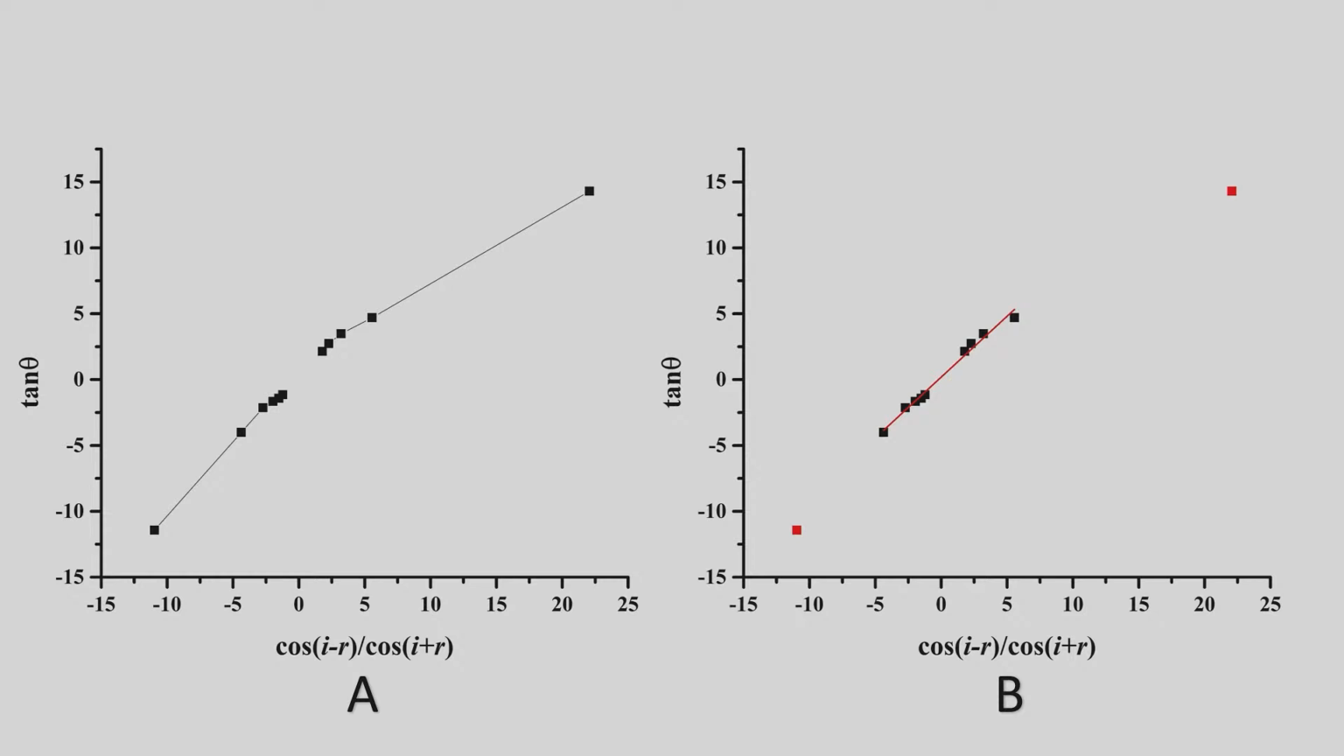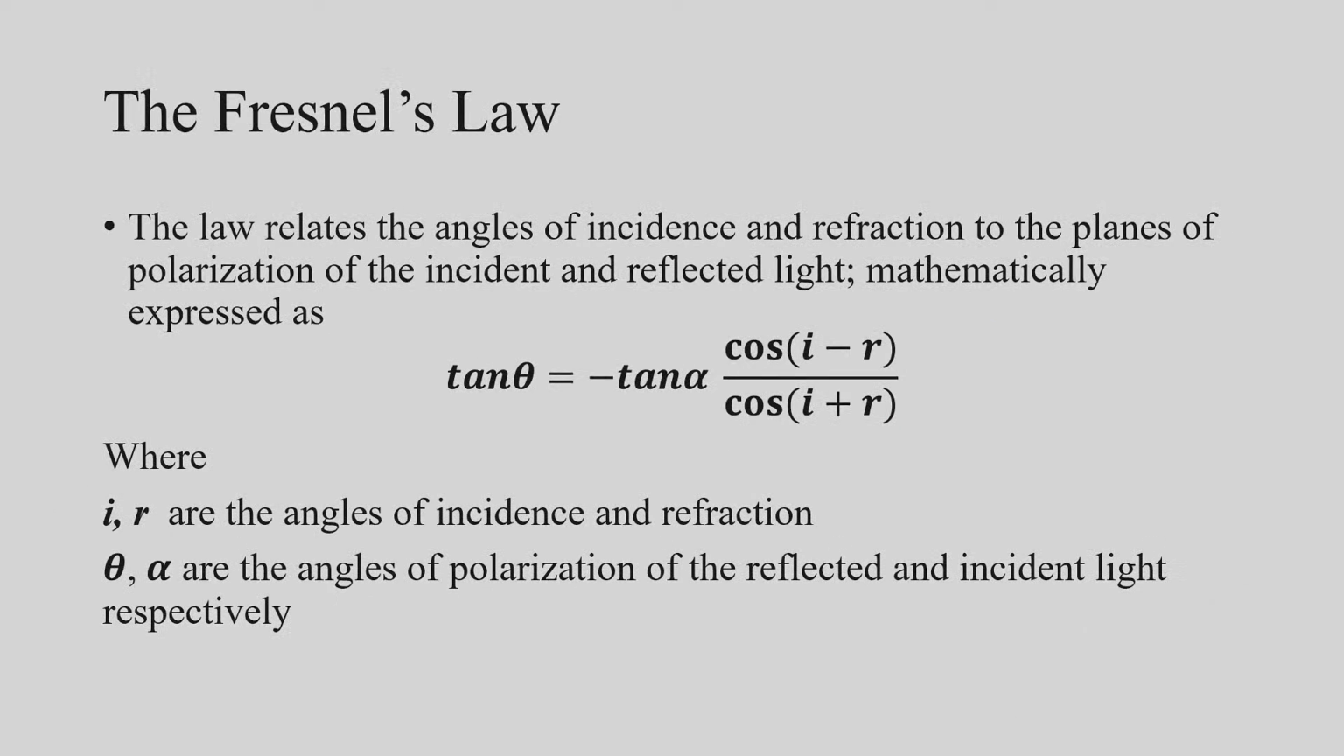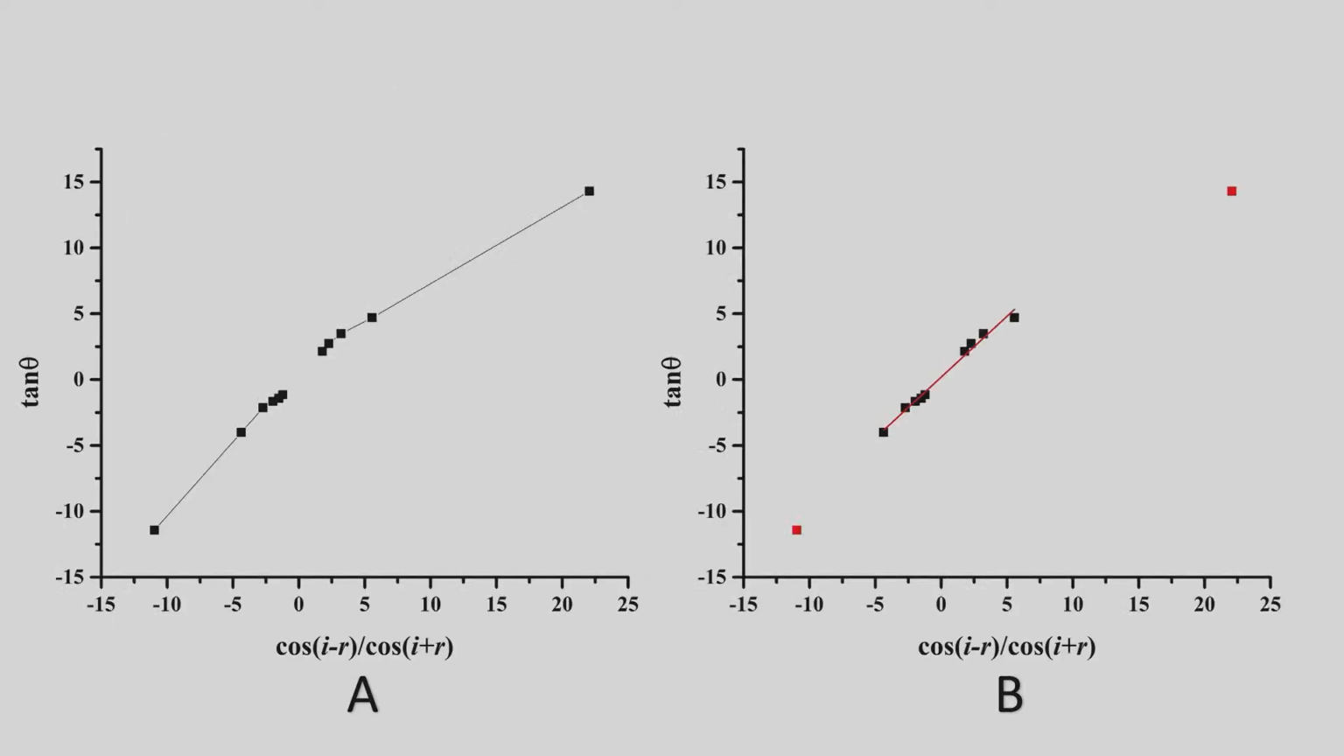Also, angles very close to the Brewster's angle show large deviations from what should have been observed from the equations. So why this is happening is, setting alpha, which is the angle of polarization of incident light, to 45 degrees, we can show that tan theta divided by the ratio of the cosine terms is equal to 1. Now if theta at the Brewster's angle is 90 degrees, then tan theta blows up to infinity, which is what is seen here on the left side of the graph.